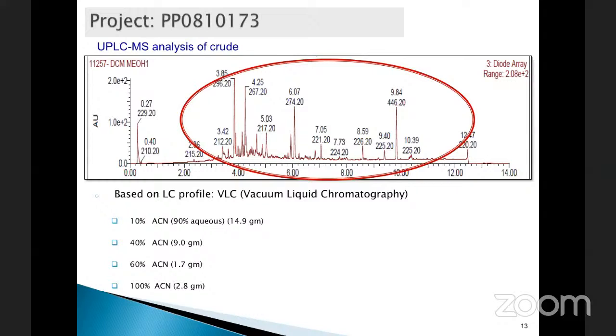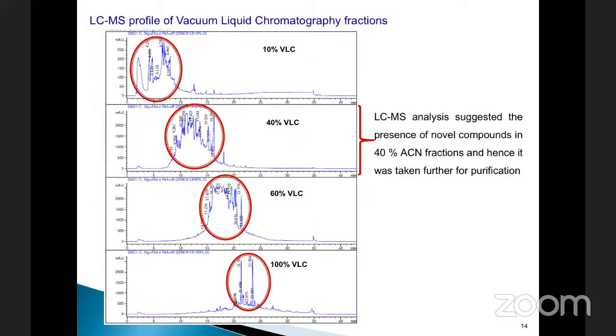So this is one of the projects from the plant based, and here this was the profile we got from UPLC, which is a little bit better version of HPLC, where you can go with a high pressure. That means the column, you can go with a lower particle size. And so that's the reason you get a better separation power. And based on this profile, we did a vacuum liquid chromatography fractionation. This is how all the fractions would look like.